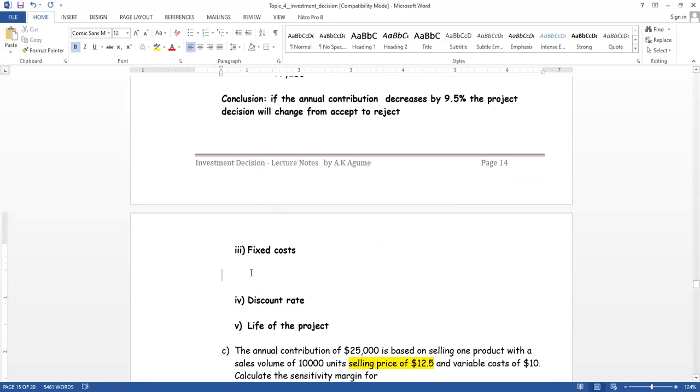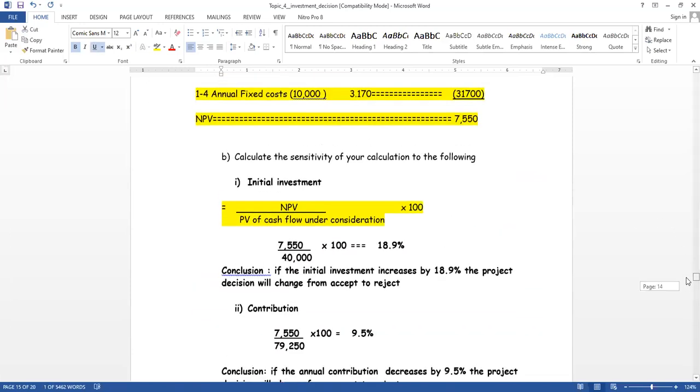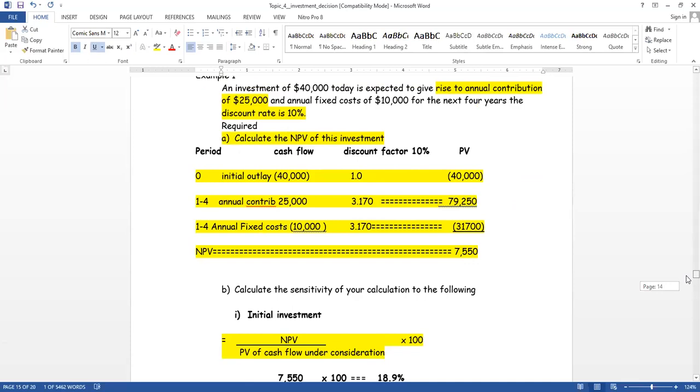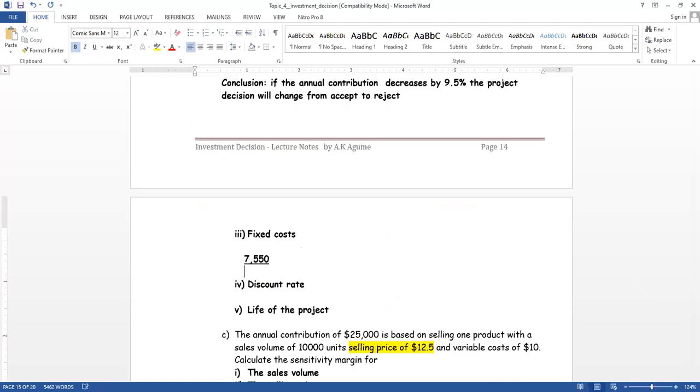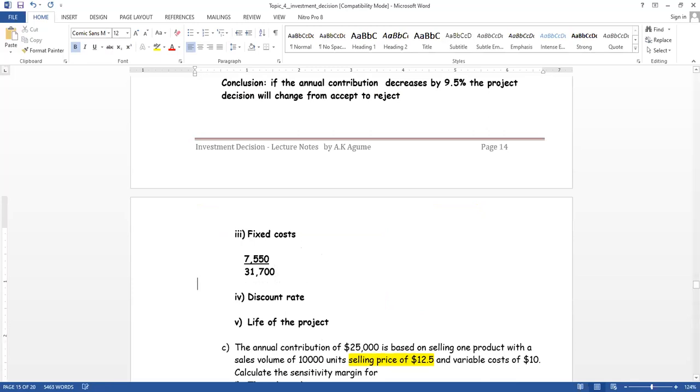Fixed costs. NPV is 7,550 divided by the PV of the cash flow under consideration, and fixed cost is 31,700. So multiply by 100.